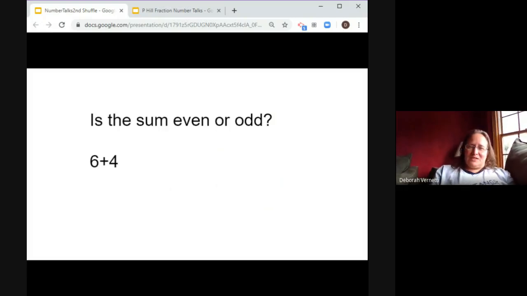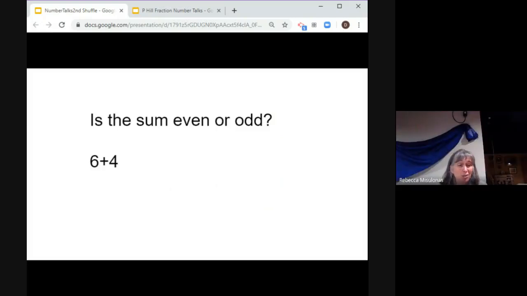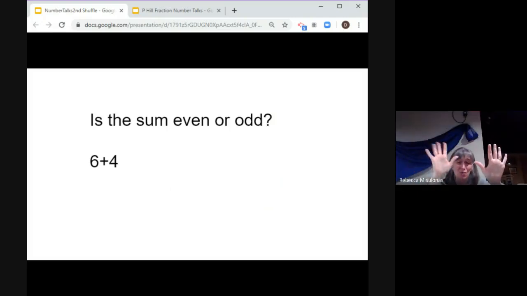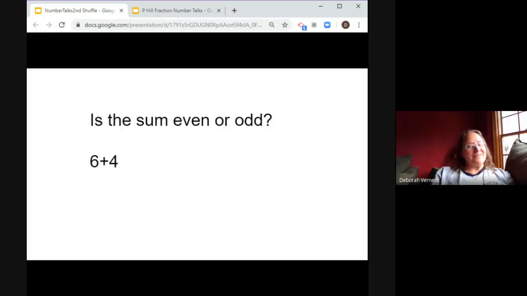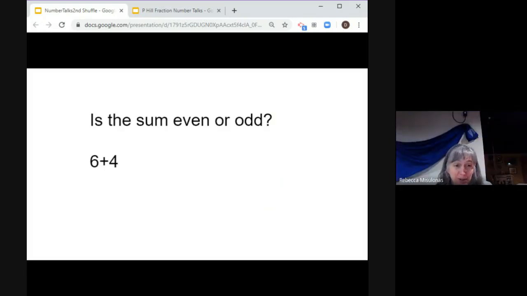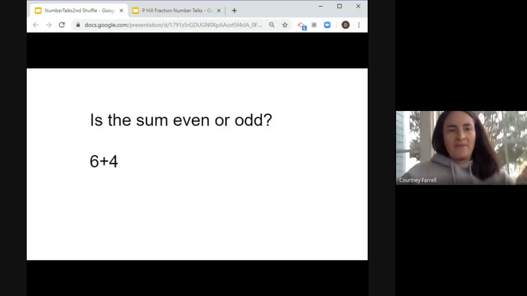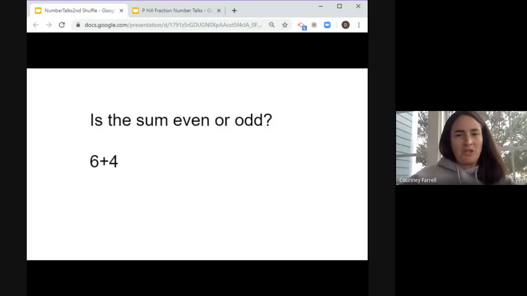What do you think, Mrs. Alunas? Do you think this is an even sum or an odd sum? Well, I know with my fingers that if I put 4 up and I put 6 up, I get 10. And with 10, I have 1 hand, 2 hands. So everybody has partners. So I think it's an even number. What about you, Mrs. Farrell? Do you agree? I agree. I like how she showed us the 10.